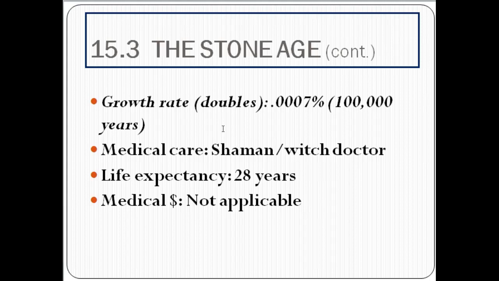Now, the growth rate is going to be an important rate to note here. The growth rate was about 0.0007%, which meant the population doubled once every 100,000 years. Medical care during this time was the shaman or witch doctor. Life expectancy was only 28 years. And again, the economy really wasn't formed at that point, so medical spending was not applicable.